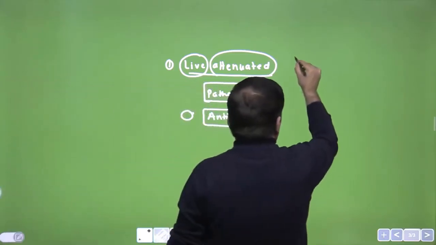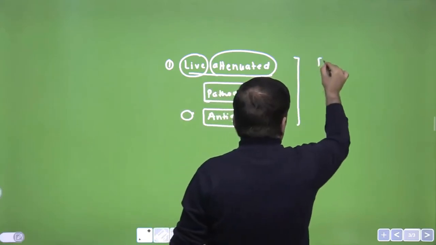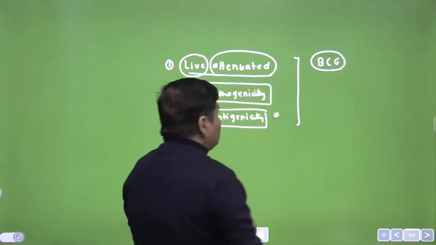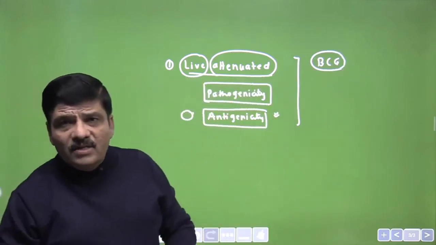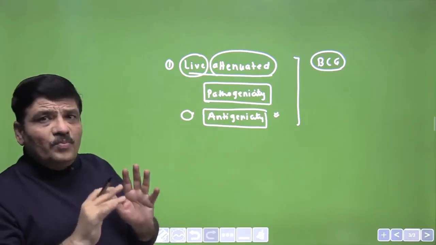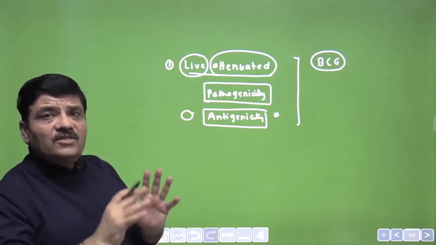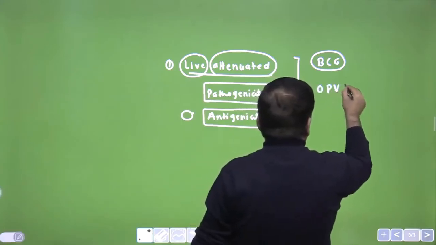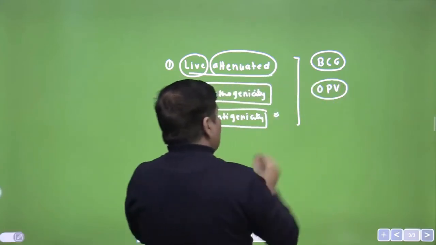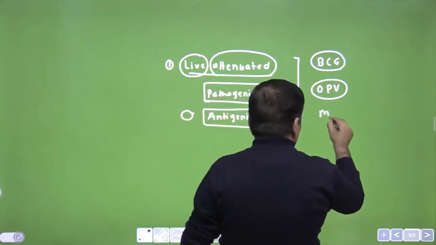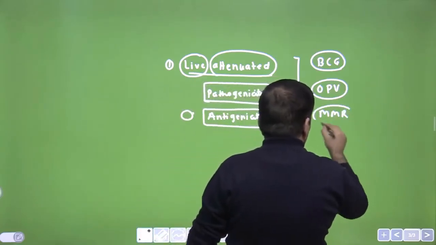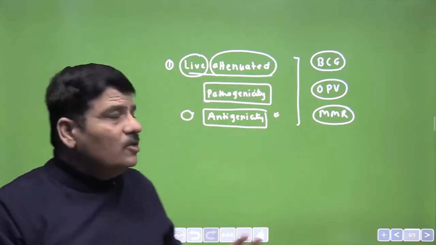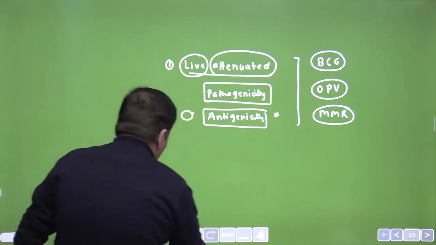If you want to know some important examples, one is used to prevent tuberculosis. This is called Bacillus Calmette-Guerin, and it prevents Mycobacterium tuberculosis infection, or tuberculosis. Another example would be oral polio vaccine, which is a live attenuated vaccine. Another example that comes to my mind right now is MMR, for preventing measles, mumps and rubella. So these are live attenuated vaccines.